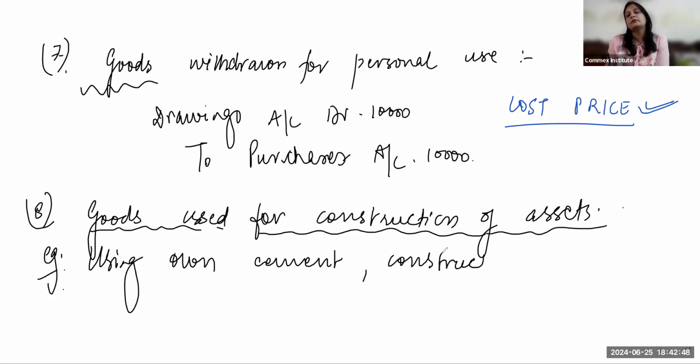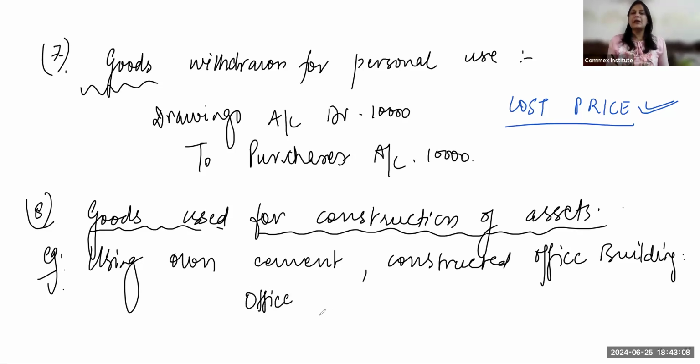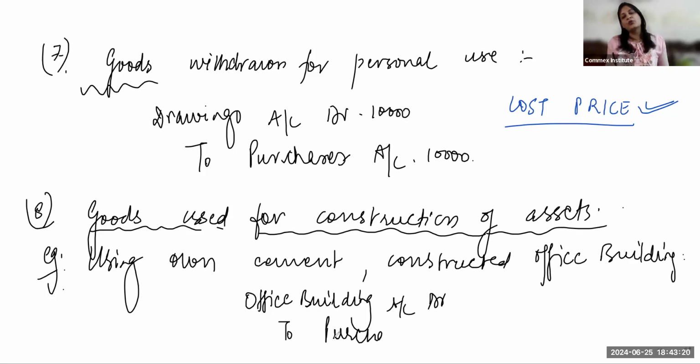constructed office building. Or maybe we are into the furniture business and we are furnishing our own office using our own furniture. Then what would the entry be? Your asset is being constructed. When assets increase, we debit the asset with that name. So office building account debit. What do we credit? Purchases account.